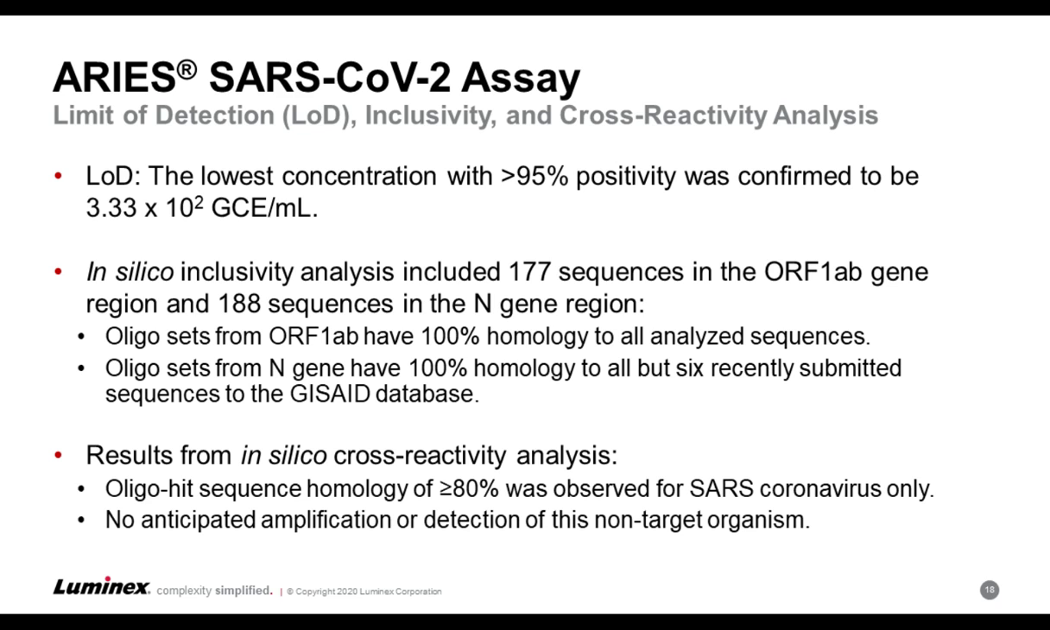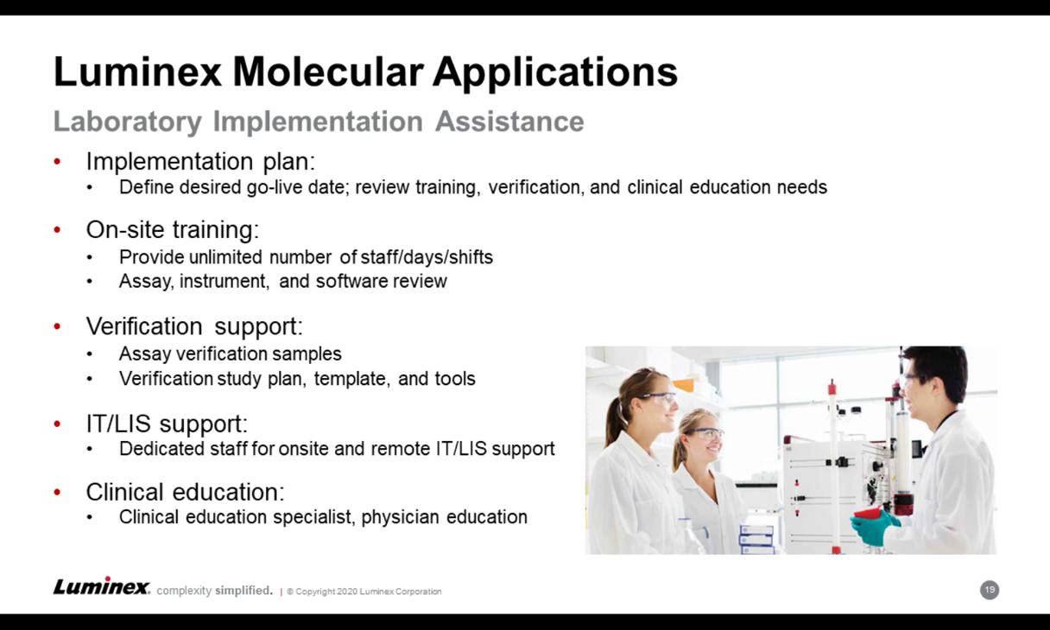We also did in silico inclusivity and cross-reactivity analysis. That inclusivity analysis included 177 sequences of ORF1AB and 188 sequences in the N gene. We had 100% homology compared to our primers in those sequences analyzed in the database. As far as cross-reactivity analysis goes, we only observed the SARS-1 or SARS coronavirus with over 80% homology to our primers. There's no anticipated amplification or detection of any organism that isn't targeted by the SARS-CoV-2 assay.